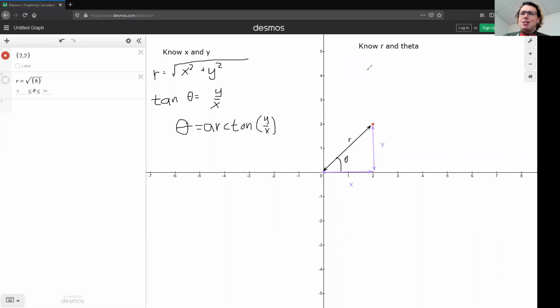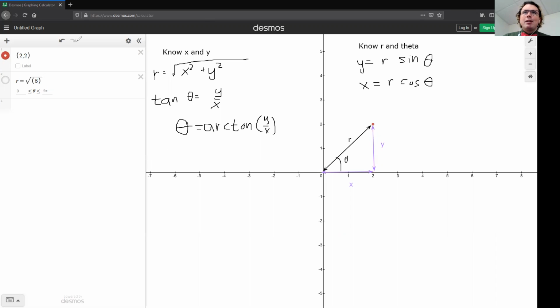Well, this version is actually a lot easier. Since I know that sine of theta is opposite over hypotenuse, how do I get that opposite edge by itself? y has to be r times the sine of theta. And likewise, x has to be r times the cosine of theta.